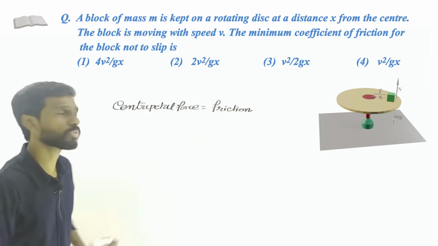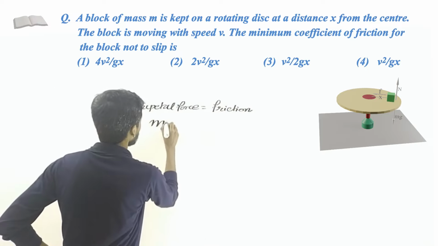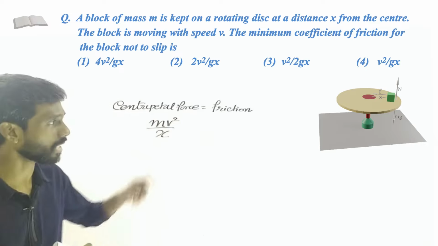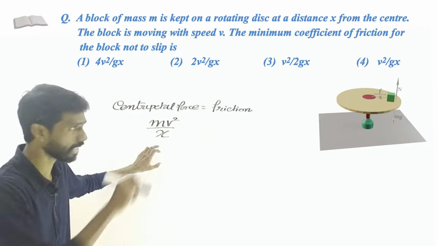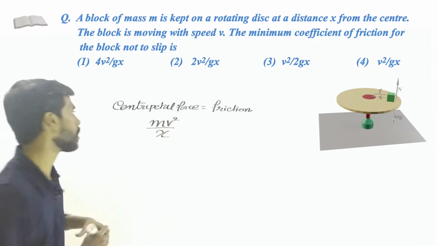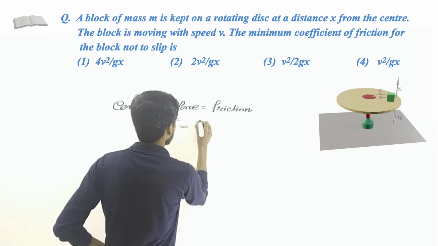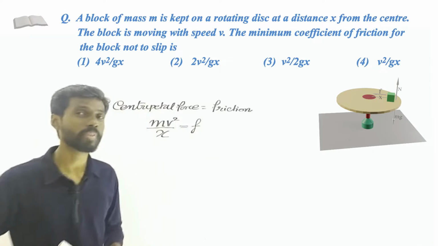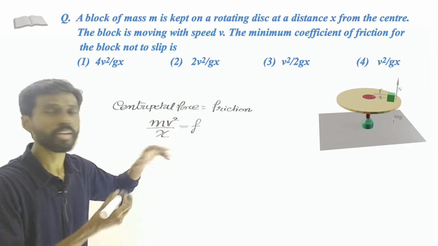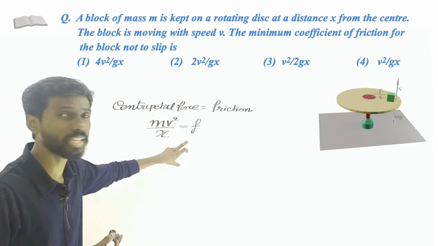What is the centripetal force formula? So that is the same formula, mv square divided by the radius, but radius is x, right? So the distance of that block from the center, that is the radius of that circular path, so that is x. Okay, that must be equal to the frictional force. But which type of friction? It is the static friction. Because no relative motion, so static friction.